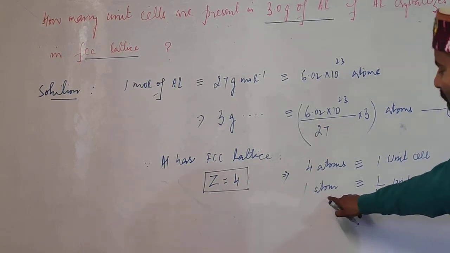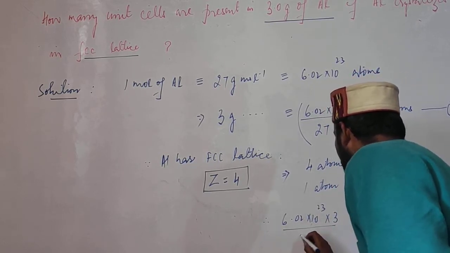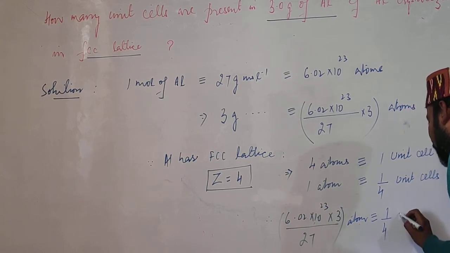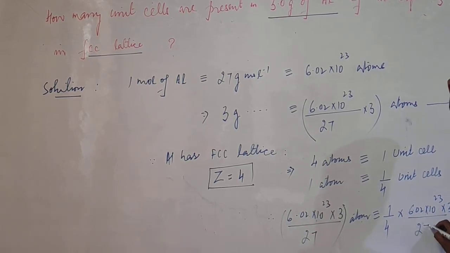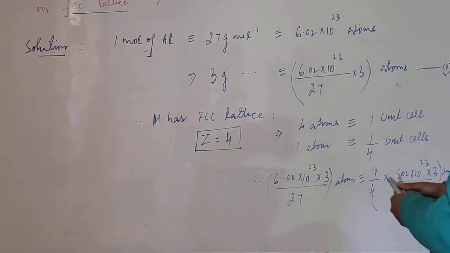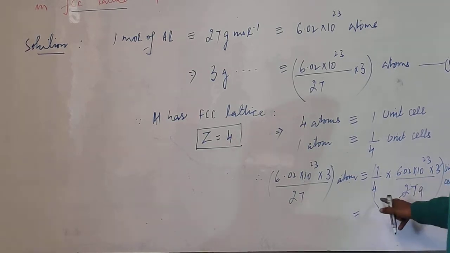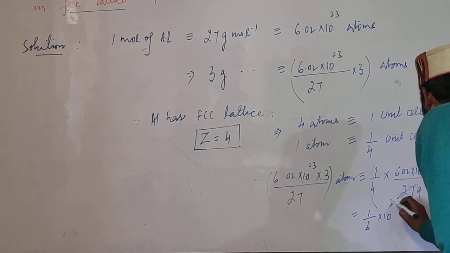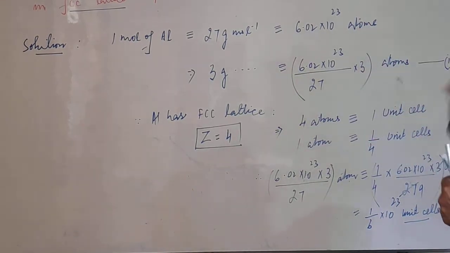But how many atoms do we have? We have these many atoms. So 6.02 into 10 raised to power 23 into 3 upon 27 atoms of aluminium will be present in how many unit cells? So 1 by 4 into these many atoms, that is 6.02 into 10 raised to power 23 into 3 upon 27. Solving this, we find the total number of unit cells. 3 9s are 27. Approximately, 9 into 4 is 36. This is 6. So approximately this is 1 by 6 into 10 raised to power 23 unit cells. So students, this is how we calculate the number of unit cells from the given weight of a substance.